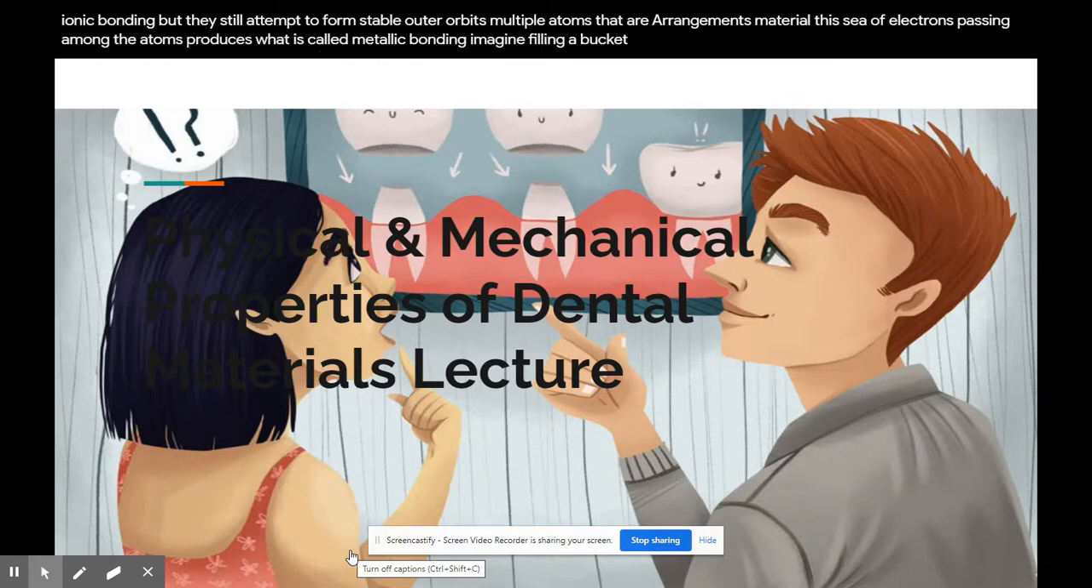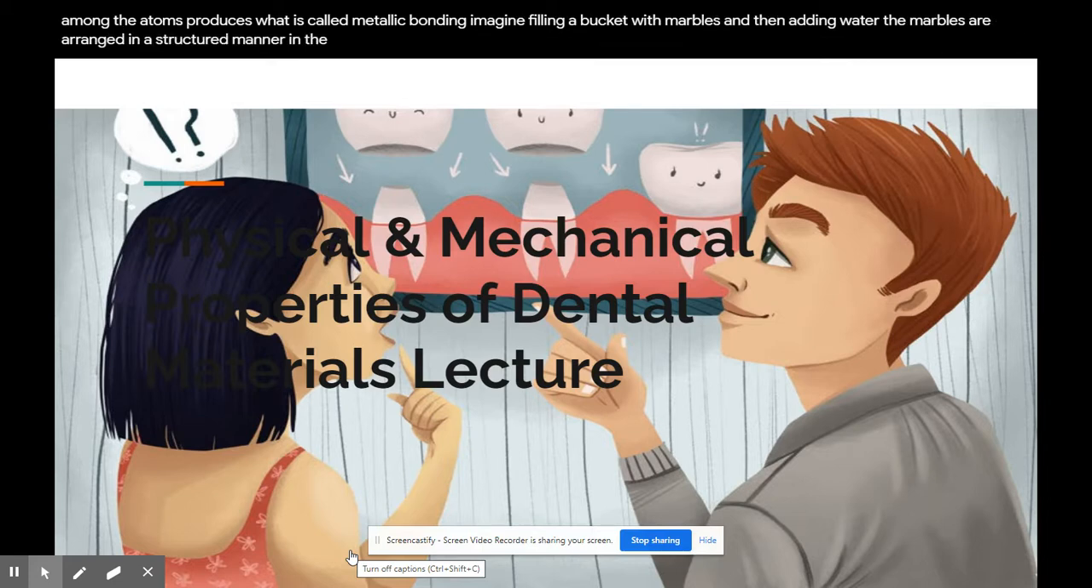Imagine filling a bucket with marbles and then adding water. The marbles are arranged in a structured manner and the water fills the spaces between them. The water is like the sea of electrons that is shared by the metal atoms, represented here as marbles.